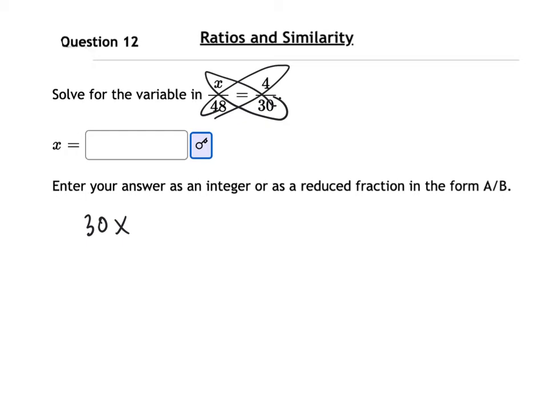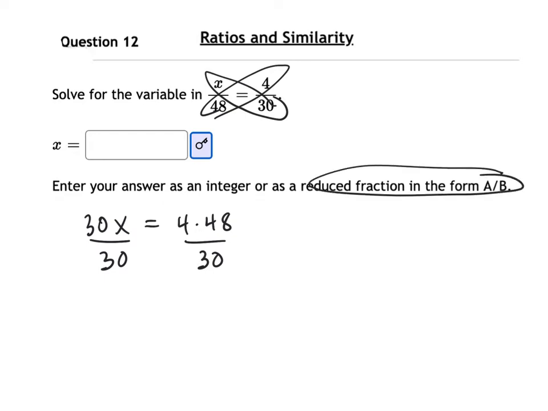Cross multiply: 4 times 48. And we'll divide both sides by 30. Notice that I'm not multiplying it out because I'm supposed to find a reduced fraction, not a decimal, which this doesn't come out nicely, is what I'm telling you. I can figure this out though.